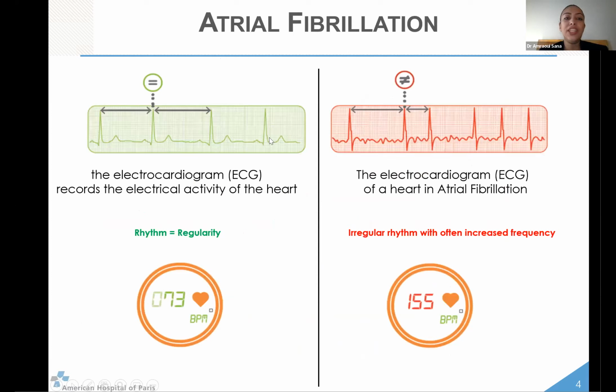So this is an ECG in atrial fibrillation here compared to sinus rhythm here. We can see that we have a normal rhythm, regular and 73 beats per minute. Here in AF, quite rapid and irregular.